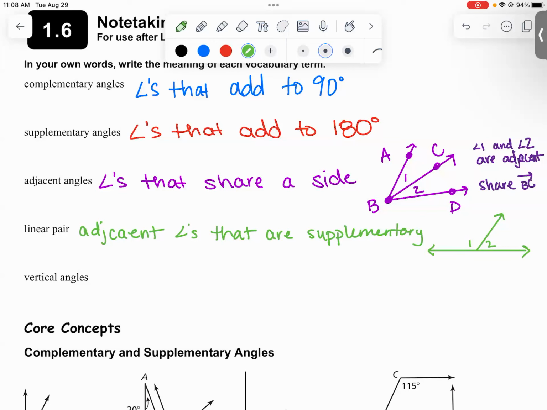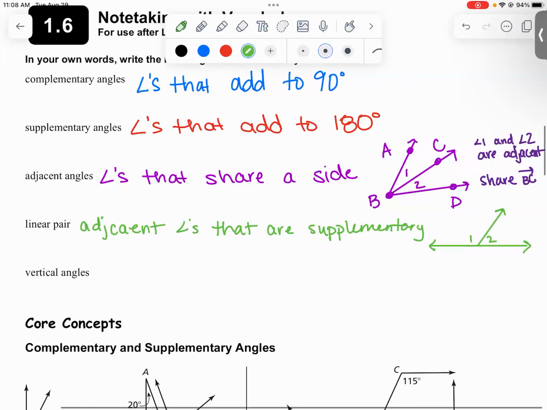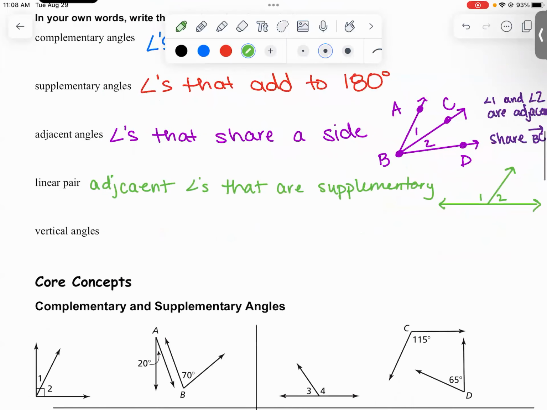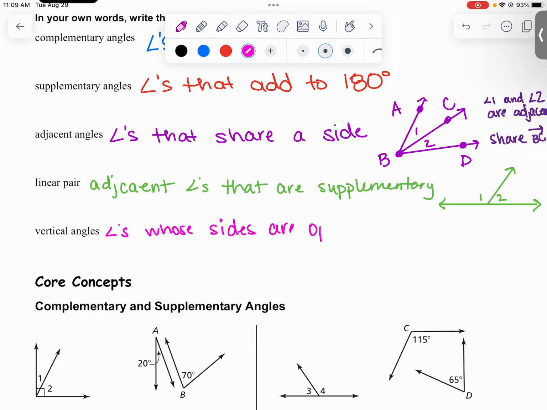Now, vertical angles might be the one that you really don't know. Or maybe somebody does know. Brayden, is that like, ooh, I might know? No? Linear pair, normally if you know what angle 1 is, you can figure out what angle 2 is because the line is 180. Right, and we're going to use that fact. Now, vertical angles. Two angles whose sides are opposite rays.